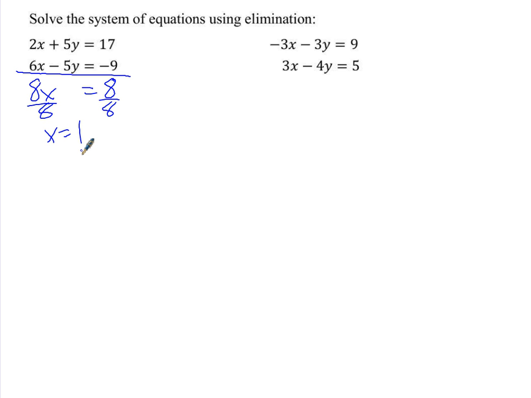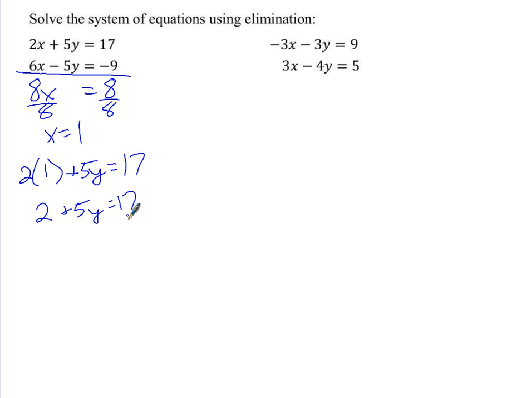Substitute it back into one of the 2. Which one looks easier? The top one? Okay. So we'll go to the top one. 2 times 1 plus 5y equals, just finish off the equation. Now what? Yep, just keep solving. 2 times 1 is 2 plus 5y equals 17.